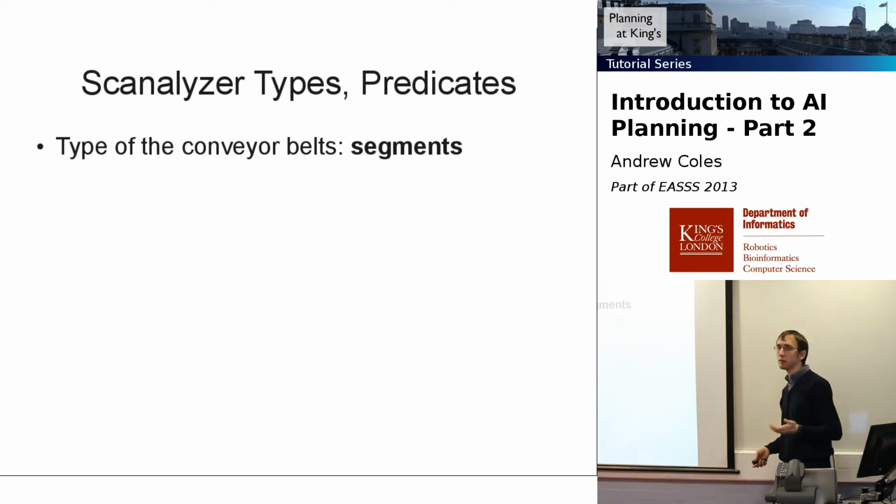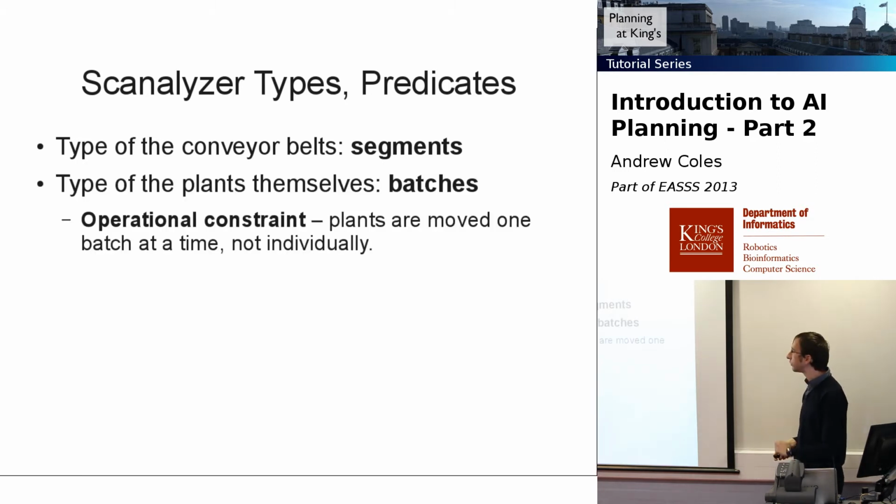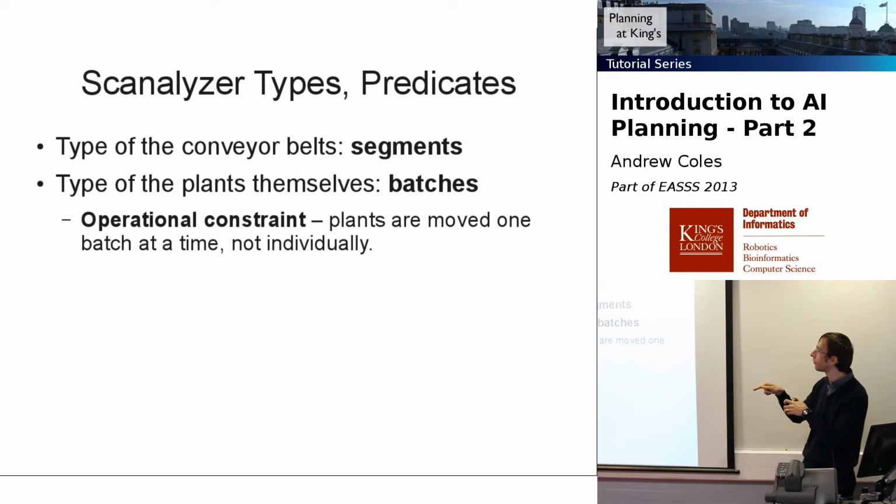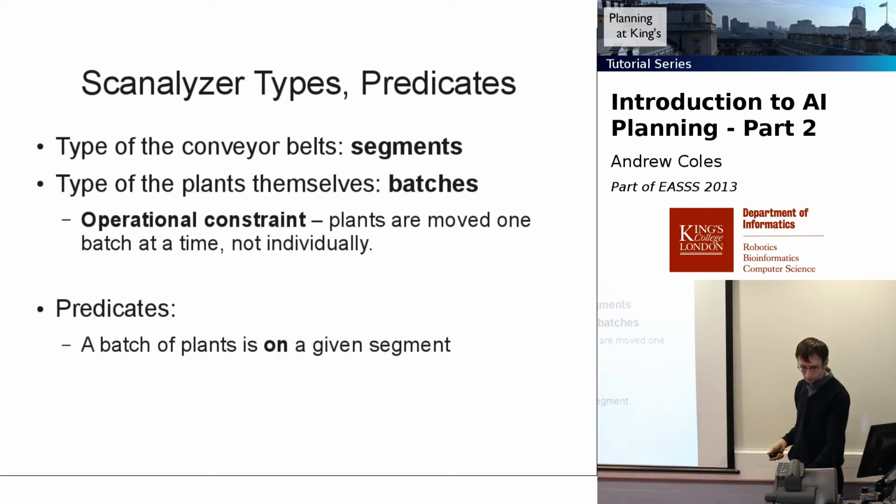Well, we have conveyor belts, so we're going to call those segments. So you can imagine we have 6 segments, A, B, C, D, E, F in our problem. And we have the batches of the plants in there. And as I mentioned briefly, as an operational constraint, we move plants a batch at a time. So we move everything off one conveyor belt from where it is to somewhere else in the greenhouse.